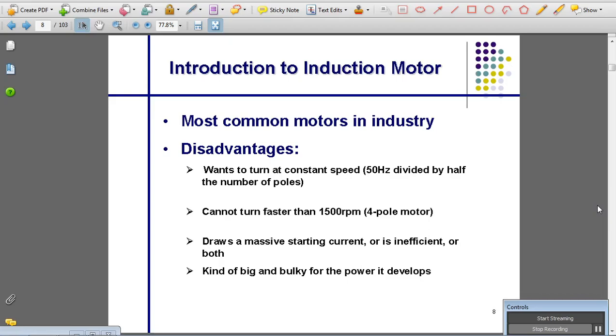Okay, the last point is that it is kind of big and bulky for the power developed. So basically, the size might be slightly bigger for a motor that has a high power capacity.